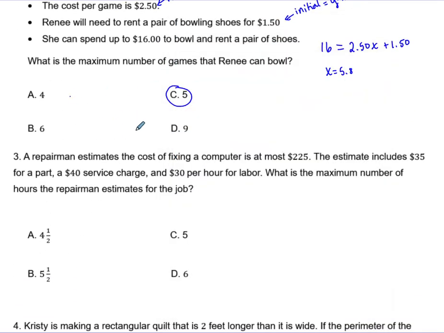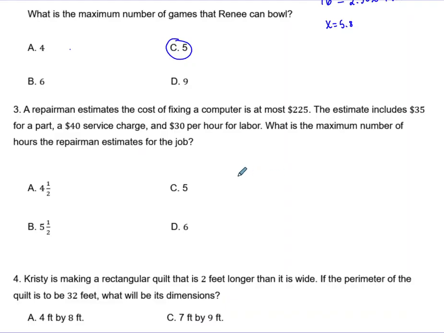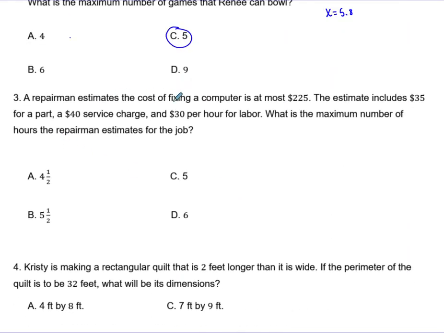Okay. A repairman estimates the cost of fixing a computer is at most $225. So a customer won't pay more than $225. The estimate includes $35 for the part, plus $40 for the fee, plus $30 per hour. What is the maximum amount of hours? Basically, whatever they're paying has to be less than or equal to $225.